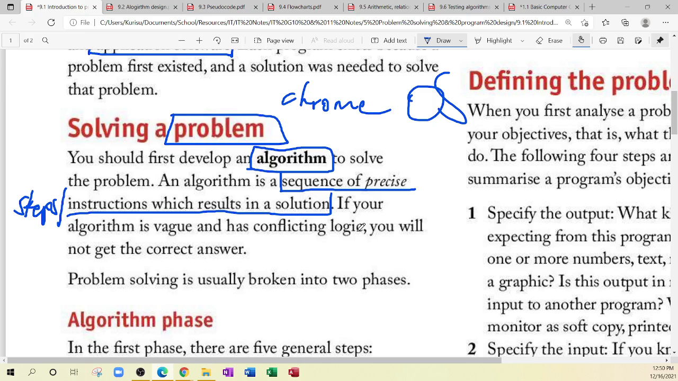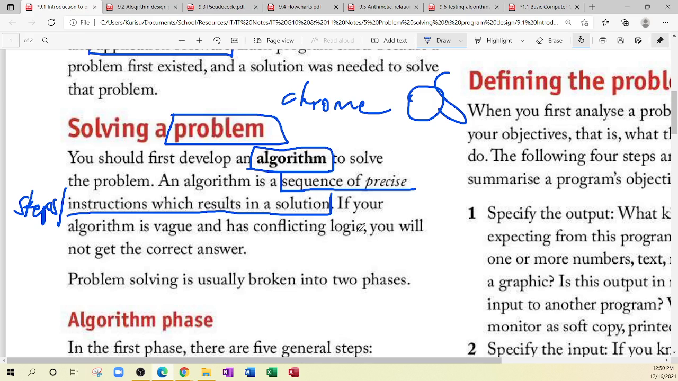Now, what's the problem? In this scenario here, what's the problem? I'm hungry. You're hungry. Very good. So the problem right now is that you're hungry. What would the solution be? To get up and eat something.